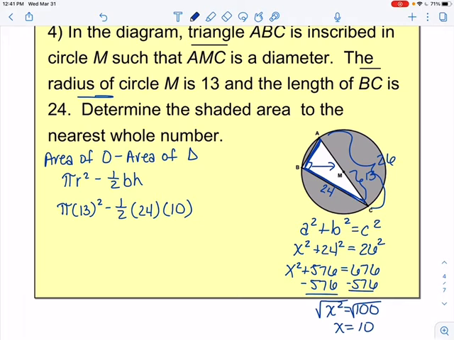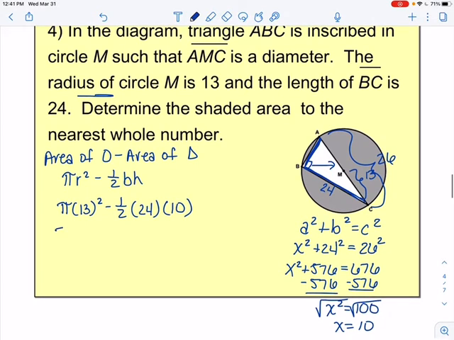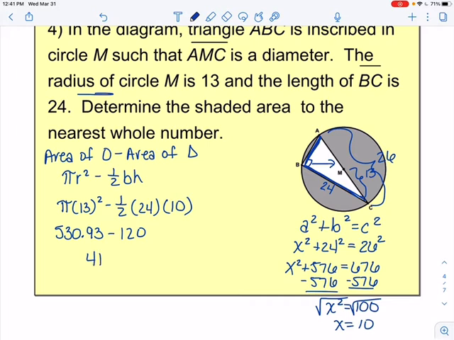So again, inside the calculator, since it says to the nearest whole number, we'll do the pi symbol on the calculator, times 13 squared. And when you do that, you should get an answer. I'm going to round it to 2 spots for the time being, of 530.93. And on the right, when you do 1/2 times 24 times 10, you should get an answer of 120. So when you subtract, you're going to get approximately 410.93, which means to the nearest whole number that's going to be 411. It's going to round up to 411.